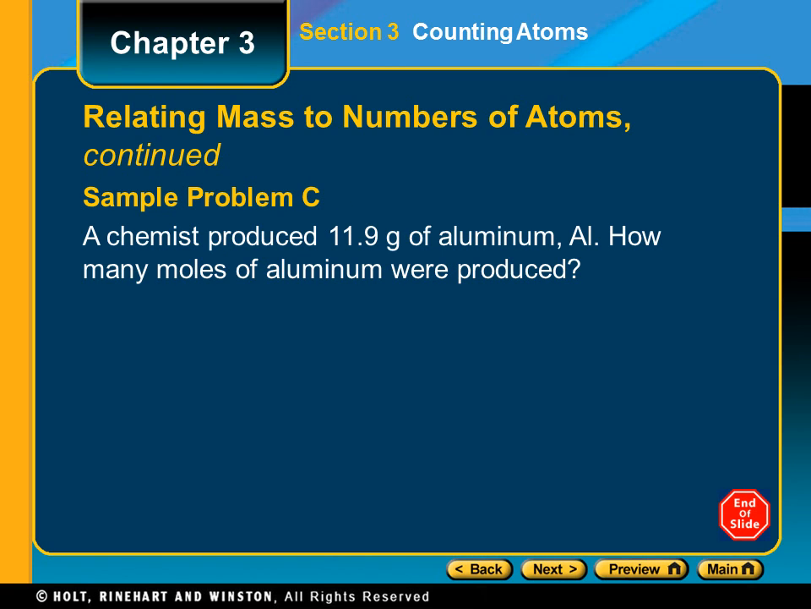Another problem. A chemist produced 11.9 grams of aluminum. How many moles of aluminum were produced?